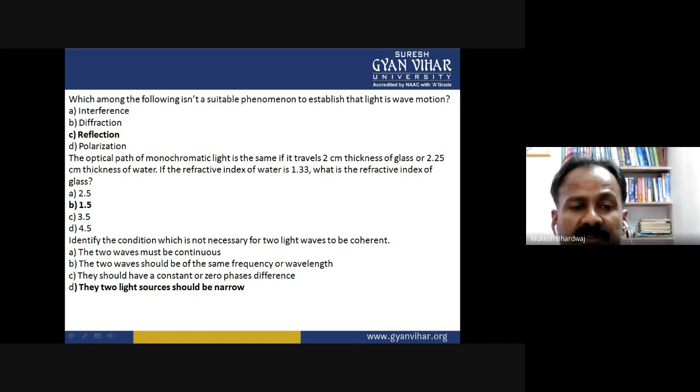Identify the condition for which it is not necessary for two light waves to be coherent. The two waves must be continuous. The two waves should be of the same frequency or wavelength. They should have a constant or zero phase difference. The two light sources should be narrow. So this last one is not necessary for two light waves to be coherent. So this is all about the wave nature of light, refraction, reflection, dispersion.